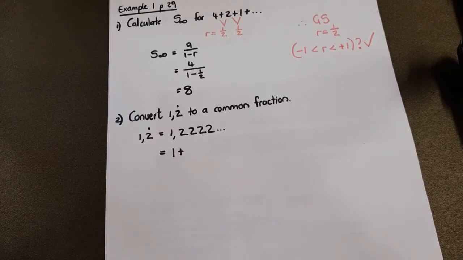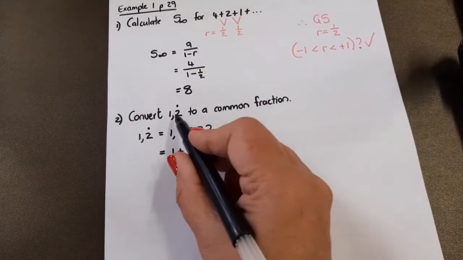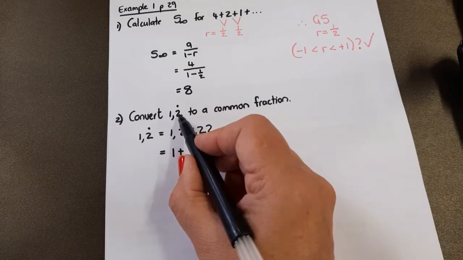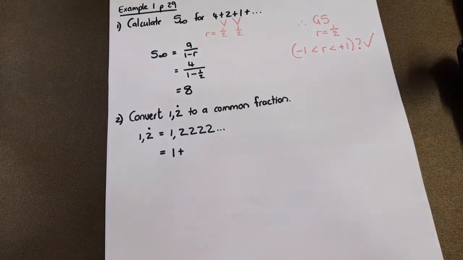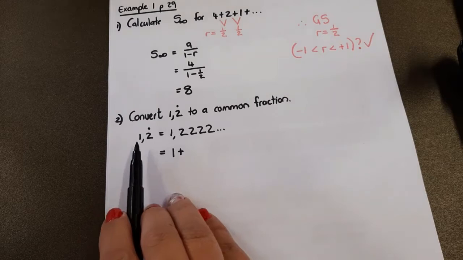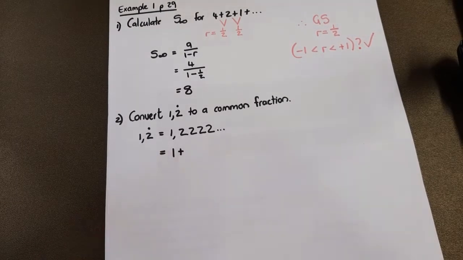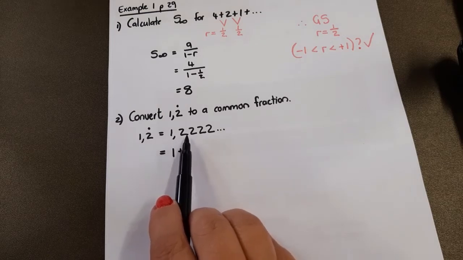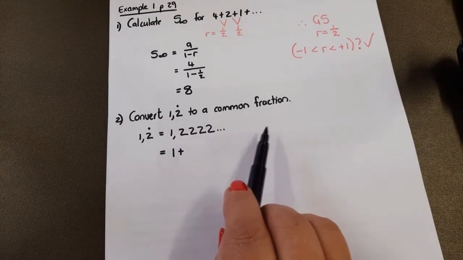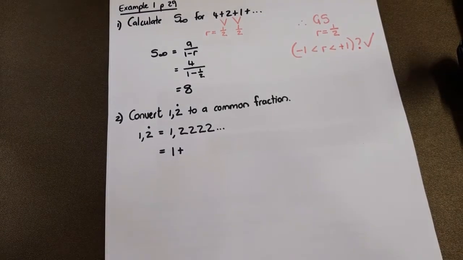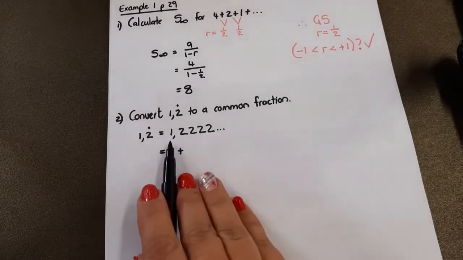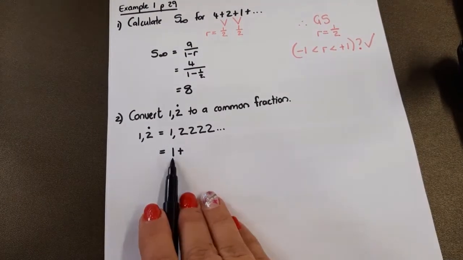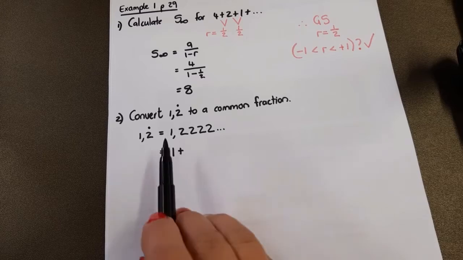The next question, they ask us to convert 1 comma repetitive 2 to a common fraction. So 1 comma 2 with a dot on the 2 actually means the number is 1 comma 2, 2, 2, 2, 2, 2, 2, 2, 2, and it goes on into infinity. And we can rewrite that as a series.